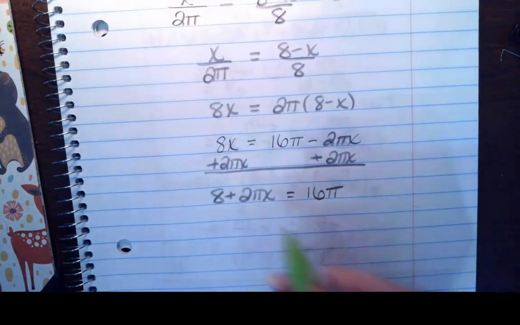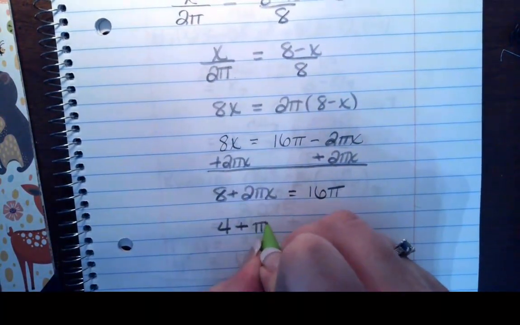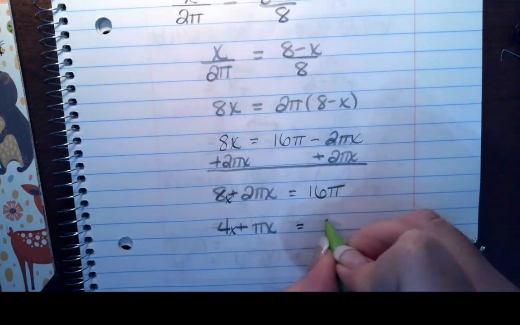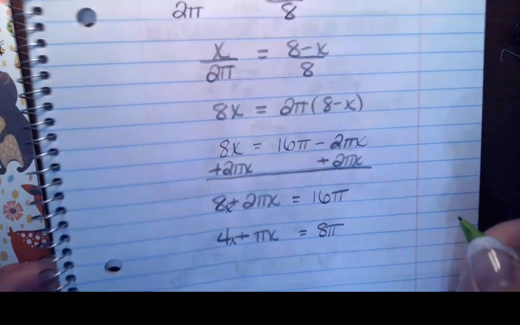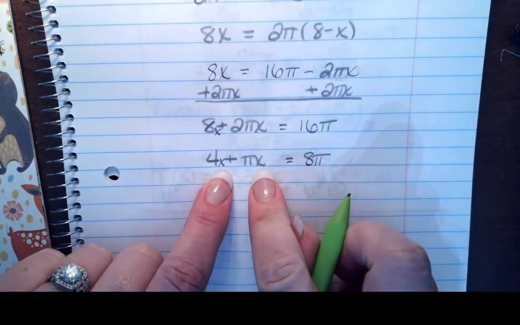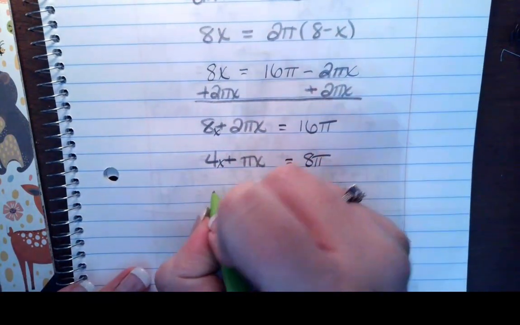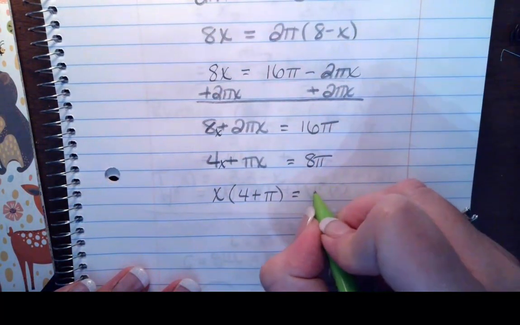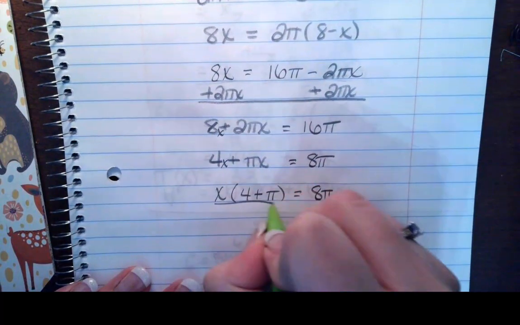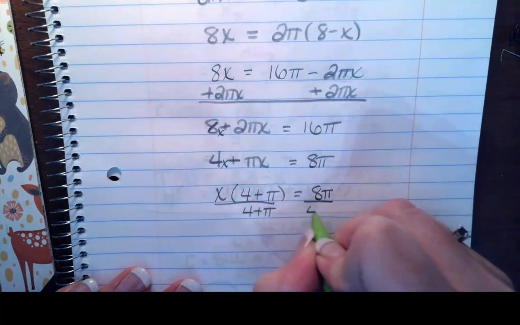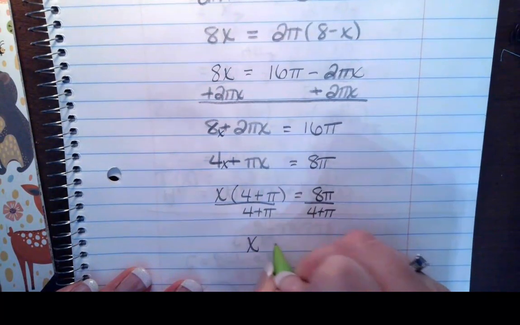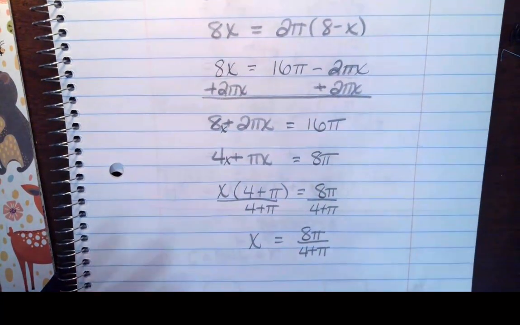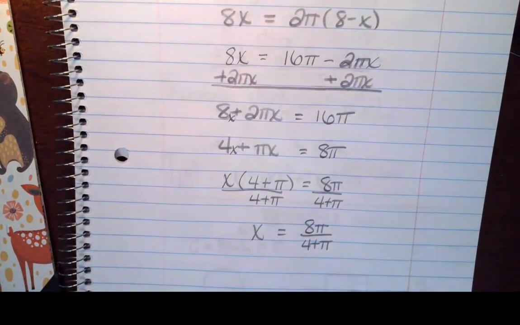I can divide everything by a 2, so that's going to be 4x plus pi x. Where'd my x go? 4x plus pi x equals, divide by 2 is 8 pi. And then I can factor out this x right here. If you can't combine these, factor out. So I've got x times (4 plus pi) is 8 pi. Divide both sides by 4 plus pi. So I have x equals 8 pi over 4 plus pi. So that's the value that I have for x.